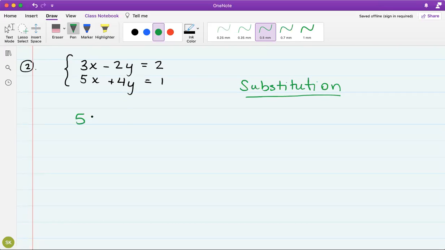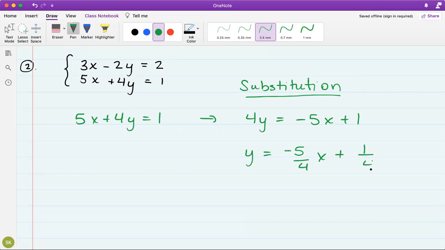So we have 5x plus 4y is equal to 1. So to solve for y, I'm going to move the 5x to the other side and then divide everything by 4. So I get negative 5 over 4 x plus 1 over 4. Okay, I'm going to circle this, or I like to put a little rectangle around it so I can see the equation for y easily.